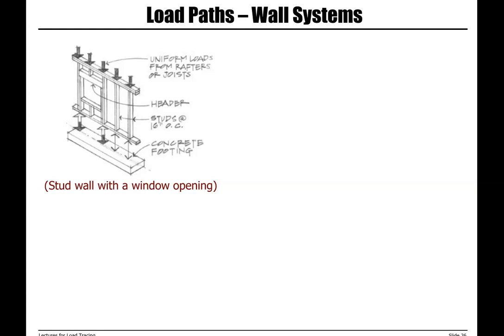The next example is for stud walls with a window opening. So we have load from rafters or joists, studs, and concrete footing. So from rafter to the studs to concrete footing. Again, a note here for this detail is that when we have a window opening and a header, then we will have a higher magnitude or a higher concentration under the window opening.